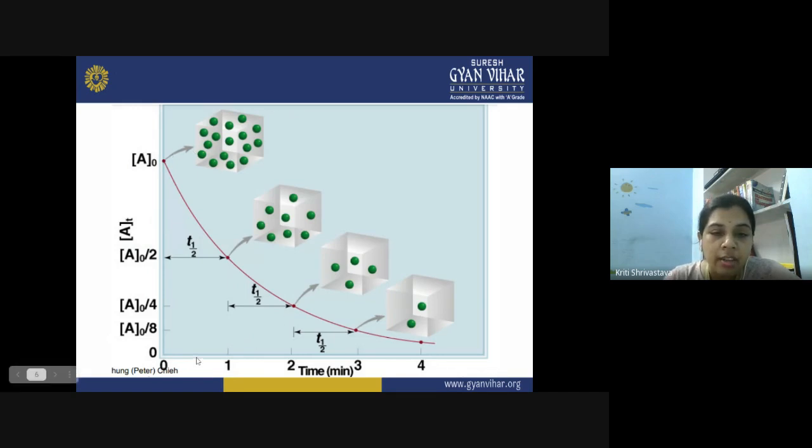But if you look at the values of the half life, they all are same, from 0 to 1, 1 to 2, 2 to 3, 3 to 4. If you look at all the time values, all the half lives are just similar in nature. So this gives us a very important indication, and I'm repeating, that the half life of the first order reaction does not depend on the initial concentration of the reactant. So whatever be the initial concentration, it will take exactly the same time to become half.